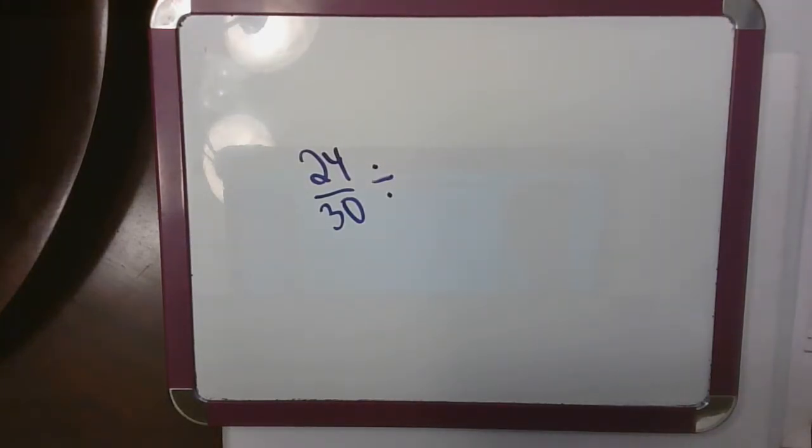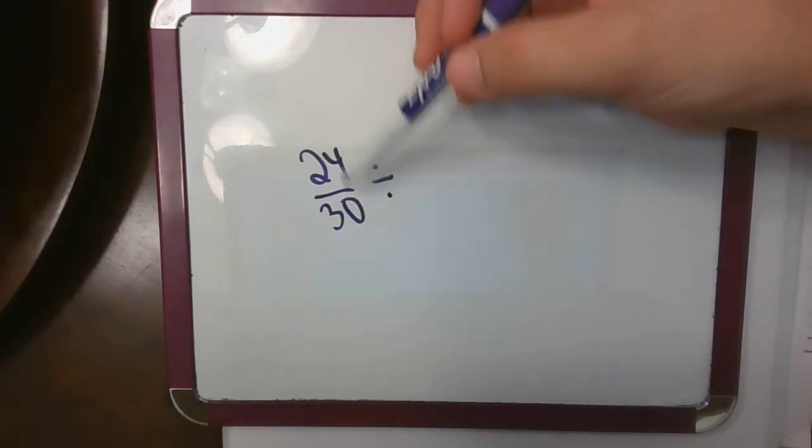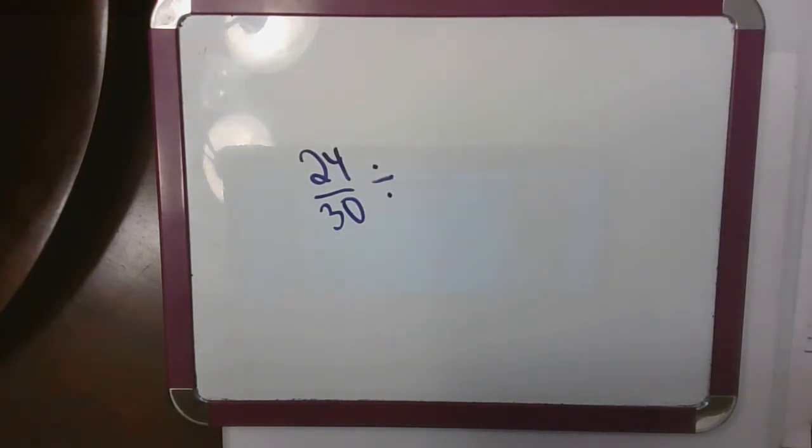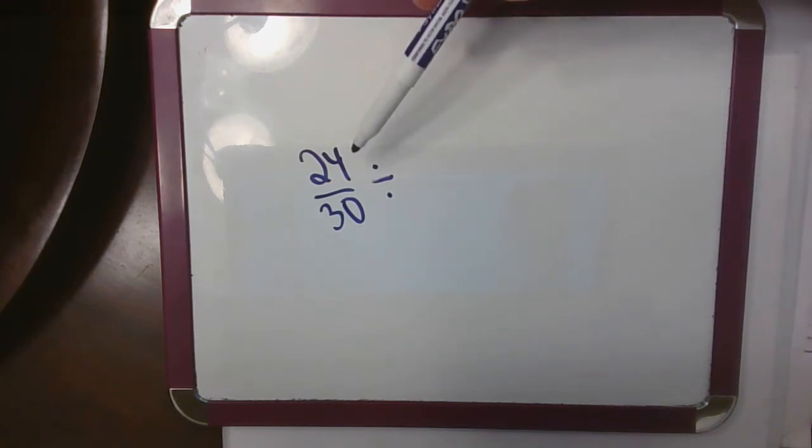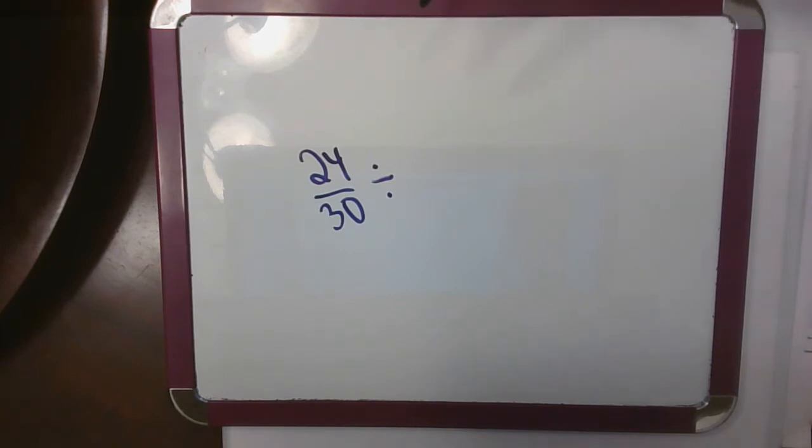With 24/30, I would look for something that both of these numbers have in common. If I know my multiplication facts, I can go through real quick: I can get to 24 by doing 1 times 24, 2 times 12, 3 times 8, 4 times 6. Then I can look at 30 and do the same thing, and look for one factor that they both have in common.